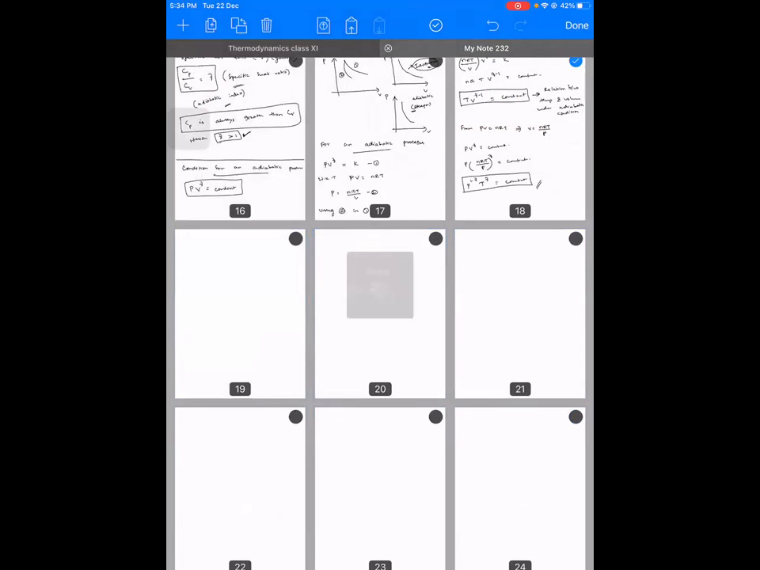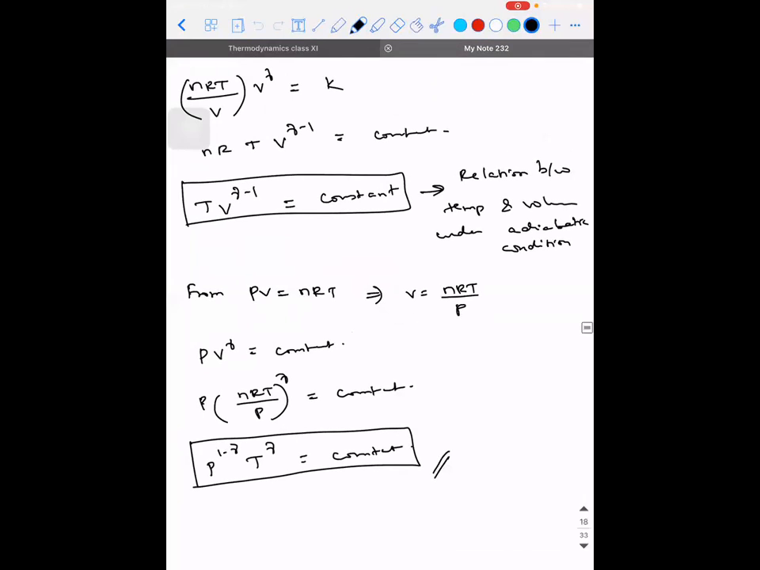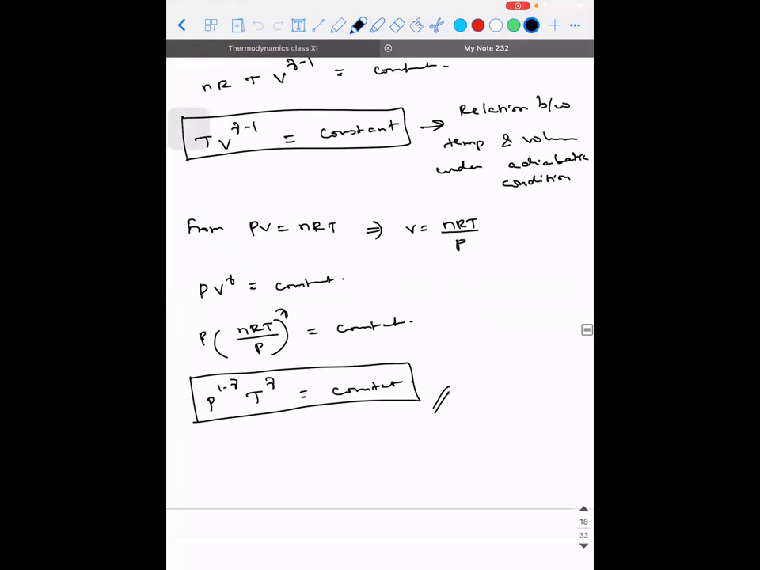If there is any doubt, you can get it clarified. So for that relation, we just substitute, that's it. The only condition you need to keep in mind is PV power gamma is equal to constant. Then you write the ideal gas equation, change pressure in terms of volume and volume in terms of pressure. You will get two more new relations. That's it.